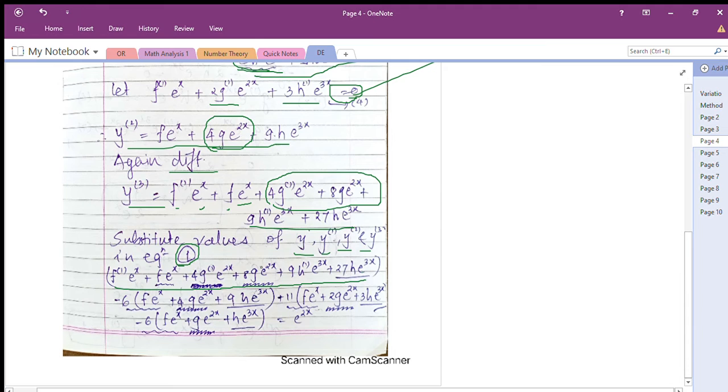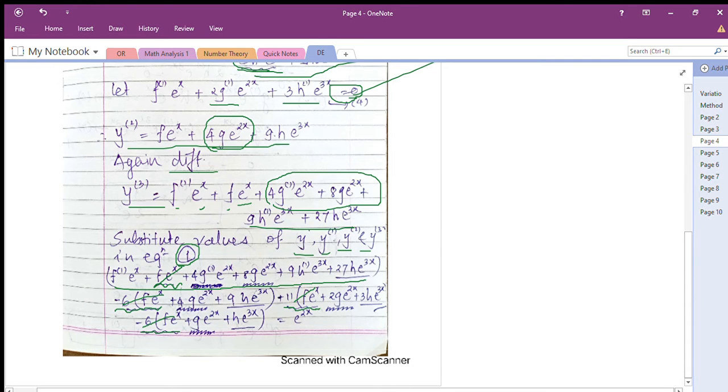Now see what we get. As you can see in this line, this is f e raised to x. Again, where is f? This is minus 6f e raised to x. This is 11f e raised to x. And this is minus 6f e raised to x. Now you can check, this is 1 time, this is minus 6 time, this is 11 time, and this is minus 6. So 1 plus 11 is 12, and minus 6 minus 6 is minus 12, so they are cancelled. So this one cancelled, this one cancelled. Four terms were cancelled.